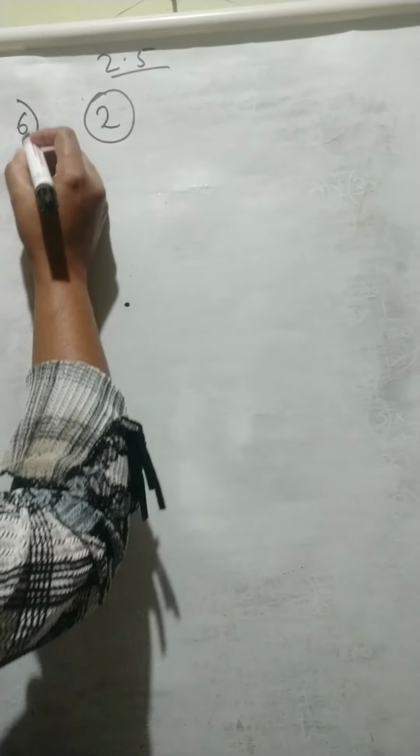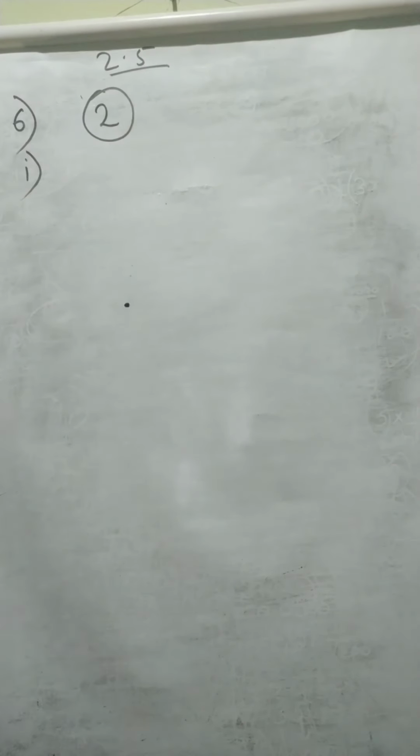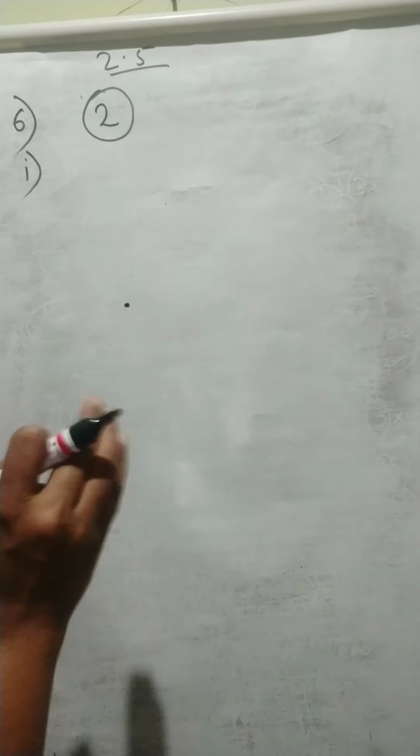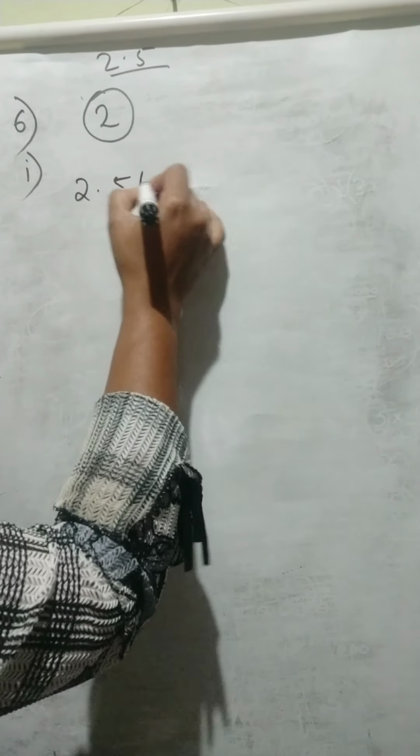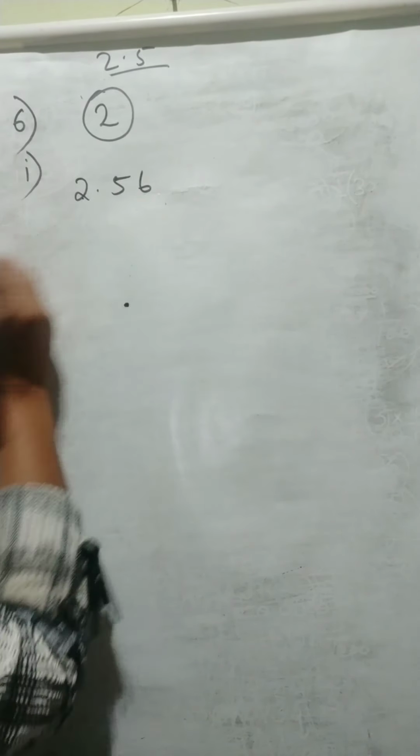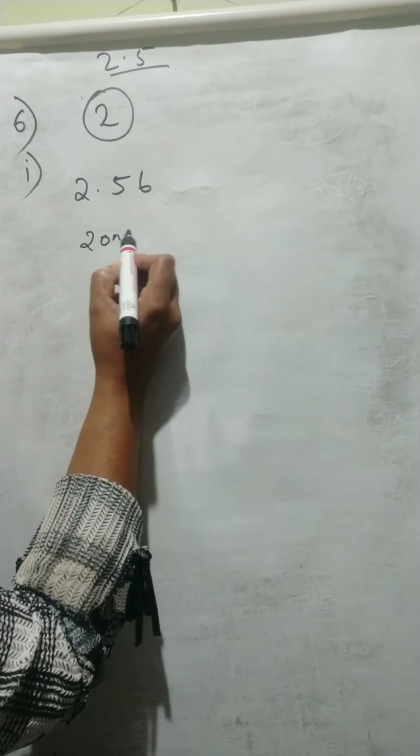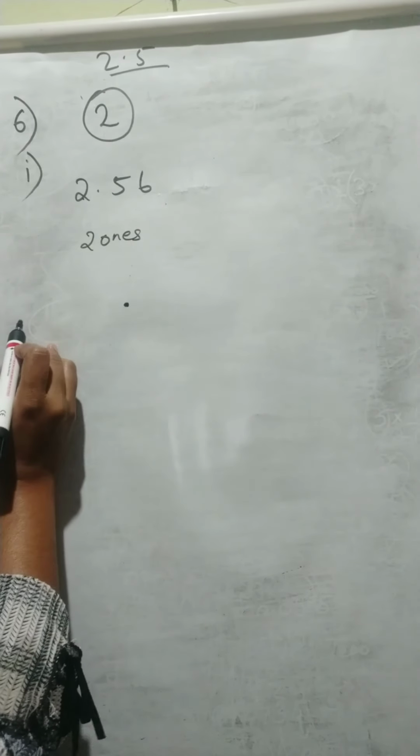Now we can do this. Question number 6. We have to find the place value of 2 in the following decimal numbers. 5 decimal numbers are here. We have to find the place value of digit 2. Only digit 2. That is 2.56. Here 2 is in ones place. So we can write 2 ones. Okay. This is the place value.